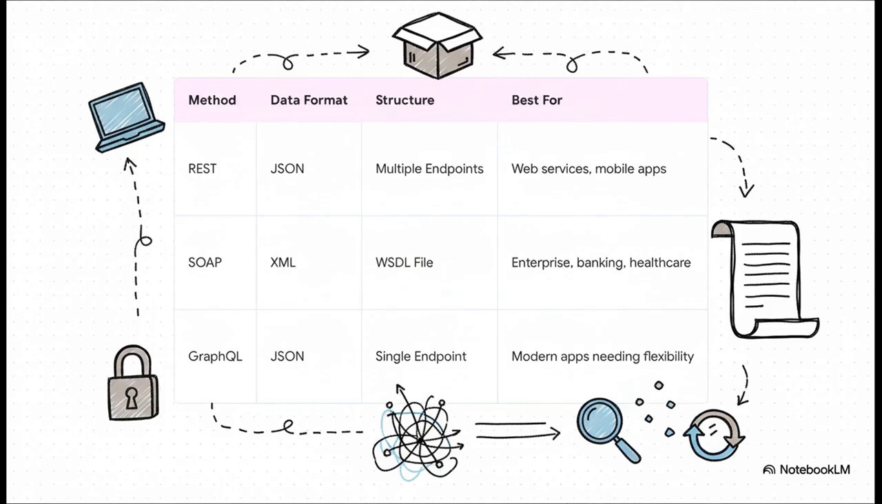The one you'll see most often today is REST. It's lightweight, flexible, and just perfect for web and mobile apps. You might also run into SOAP, which is a bit older and more rigid, but it's super common in places that need high security, like banking. And then there's the new kid on the block, GraphQL, which is incredibly flexible and lets an app ask for exactly the data it needs, no more, no less.